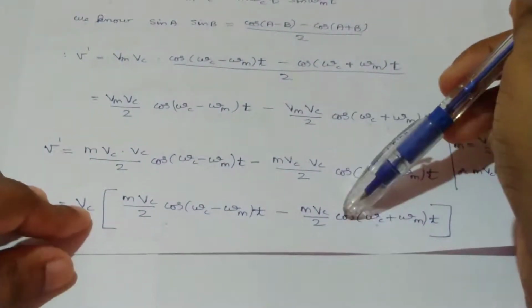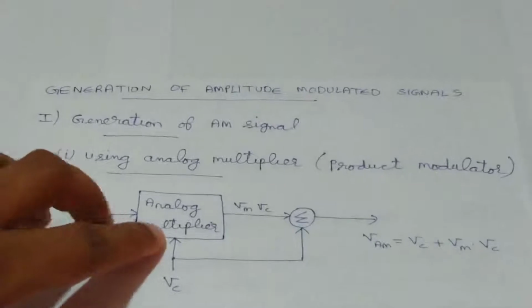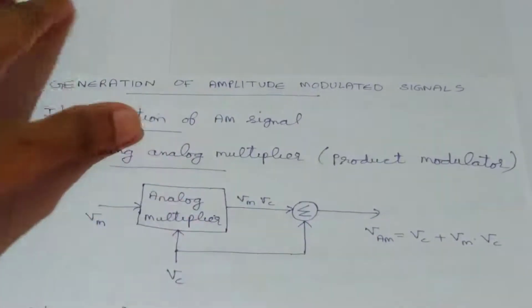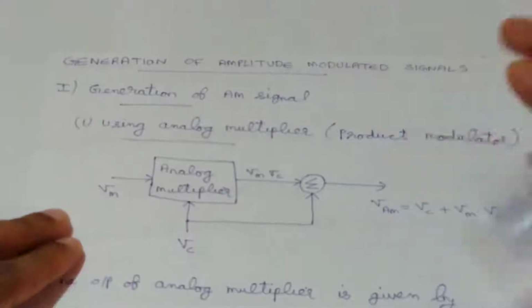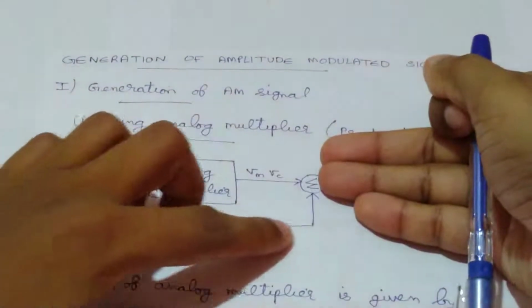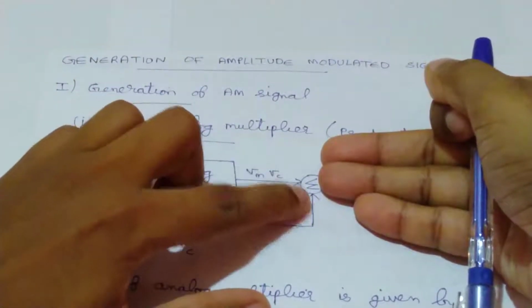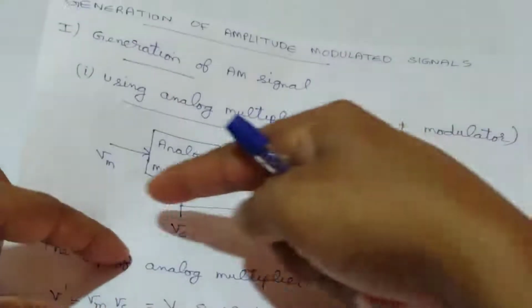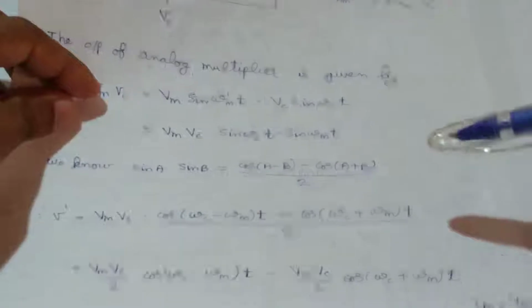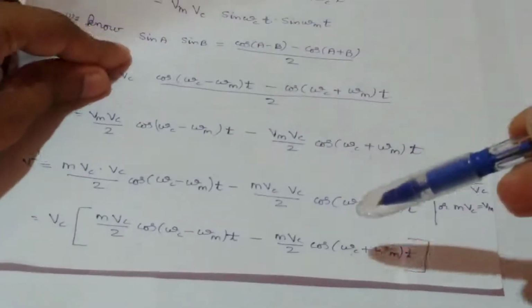Okay, so by using this analog multiplier, at the output of the analog multiplier we got the lower sideband and upper sideband component. Now, to get the amplitude modulated signal, we need to add the carrier component to that Vm Vc signal. So by using this summing junction, we will add the carrier component to this Vm Vc.